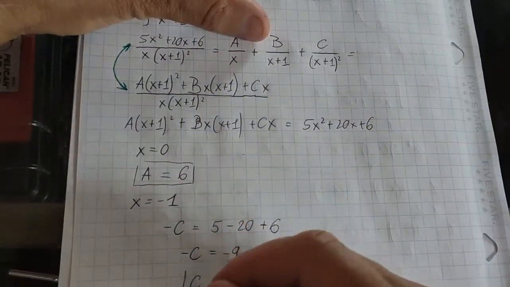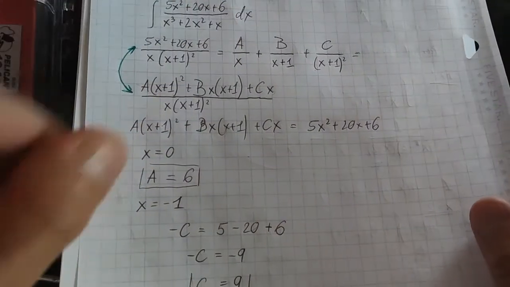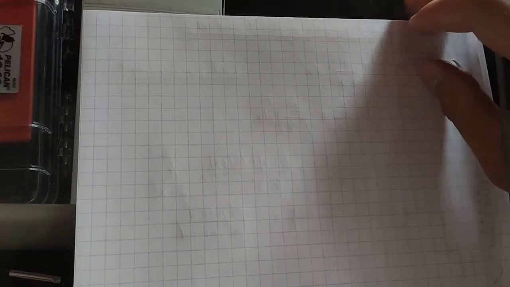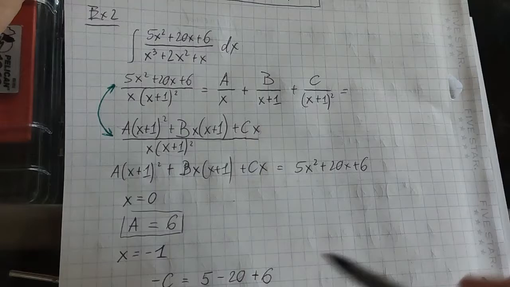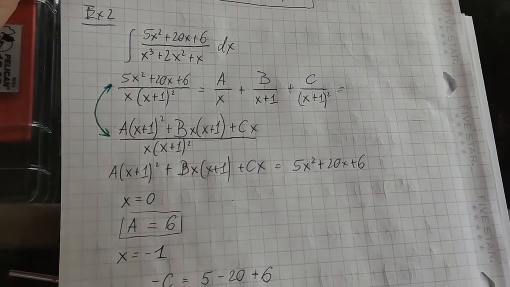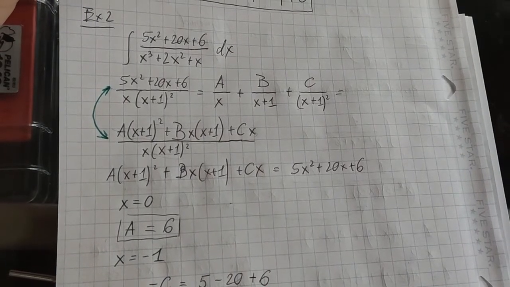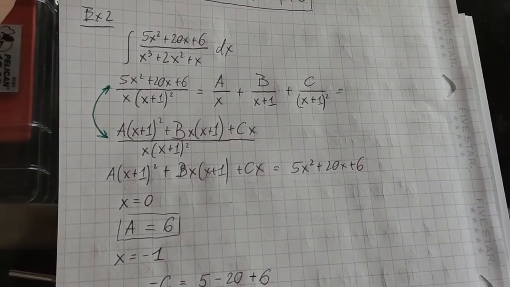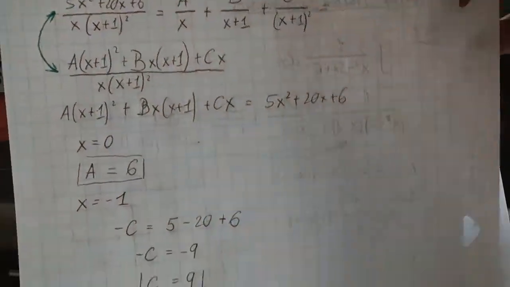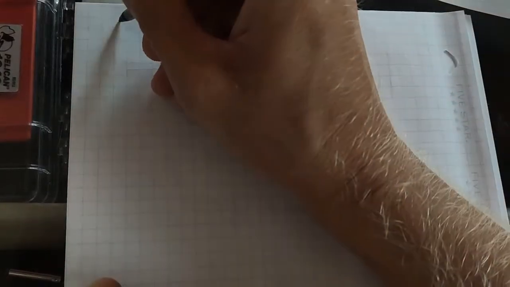Okay, so we have our C. And we're still missing one, B, I think. But when we look at this equation here, we don't have any more convenient values that we can pick. But maybe I'll use the simplest possible. Maybe just 1 would work. Okay, so x equals 1.